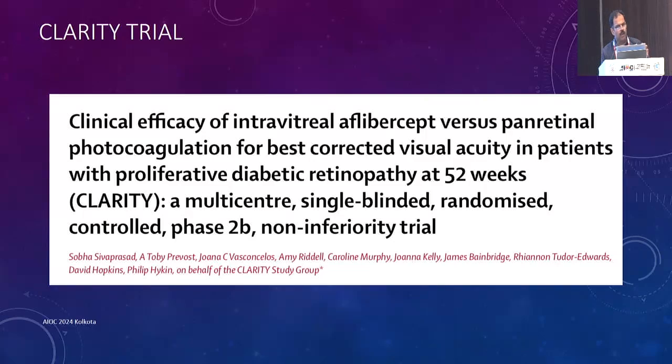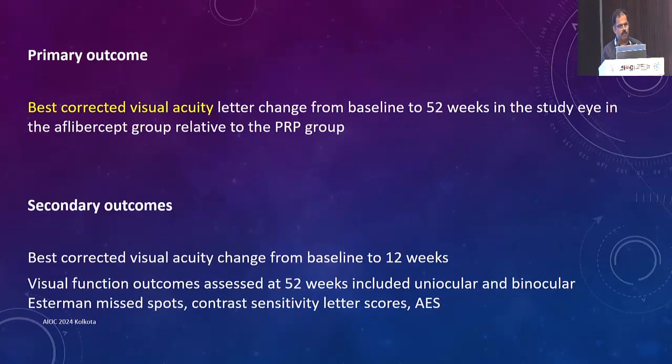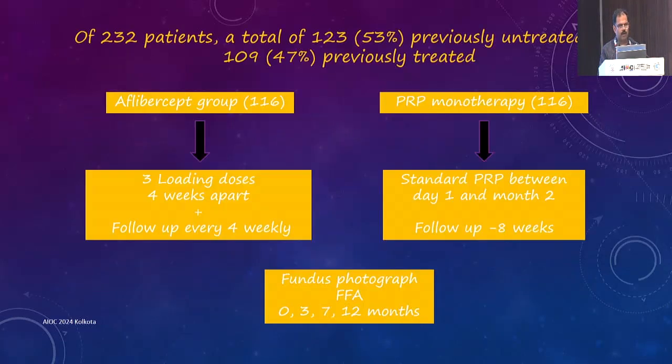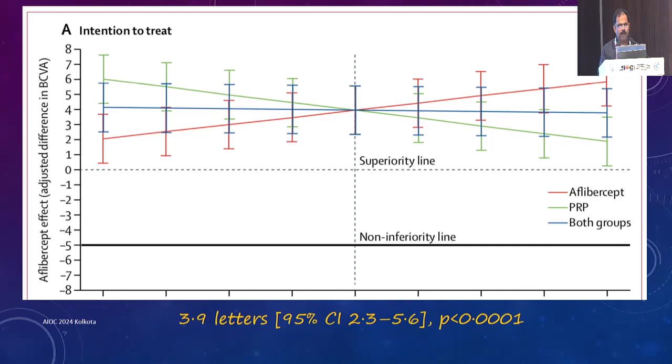Then there is another study, aflibercept versus panretinal photocoagulation, just like Protocol S. It's called CLARITY, in which the BCVA change from baseline to 52 weeks was what was taken. The best corrected visual acuity change from baseline to 12 weeks was the secondary outcome. So 116 patients in the aflibercept group, 116 patients in the PRP group, with 3 loading doses, plus follow-up every 4 weeks. And then the other side underwent PRP alone.